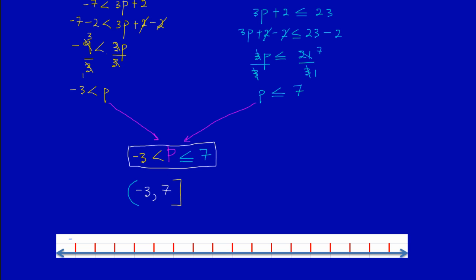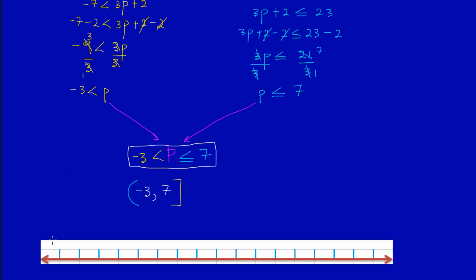Now to represent this on a number line, again, our boundary is negative 3, so I can start at negative 4. So I would have a negative 3 there, negative 2, negative 1, then I would have 0, and that would be 1, 2, 3, 4, 5, 6, 7, 8, 9, 10, 11, and 12. So that's my number line.